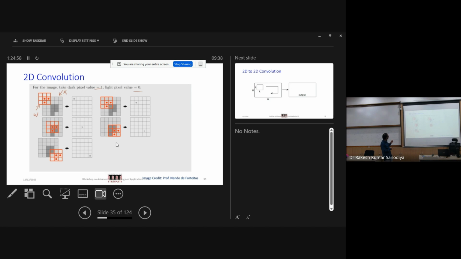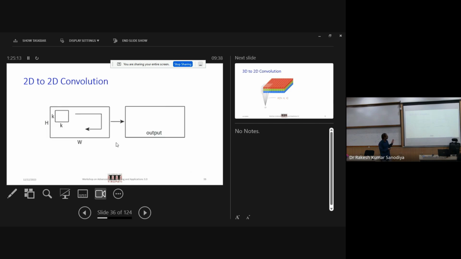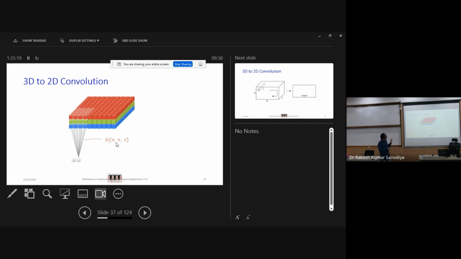As you can see here, the kernel has non-zero values here. Here it is a non-zero value. Here the overlap is 0, so the output is 0 here. Here the output is 3. Like that. So this is the convolution operation. This is 2D to 2D convolution. As you can see, the input is 2D, the output is 2D, where the kernel is moved. This is what convolution is.